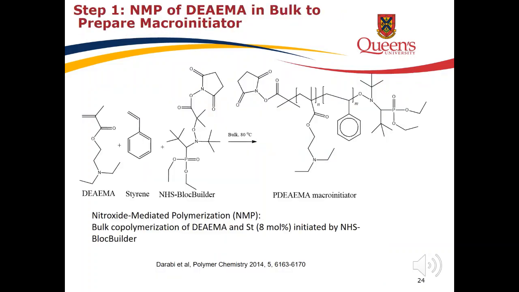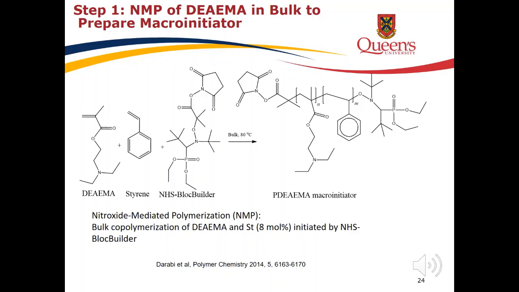So if we're going to do a two-pot type process, what you need to do first of all is to make a macro initiator. So in this case we took DEAEMA, the diethylaminoethyl methacrylate, which is a sister monomer to DIMAEMA, and we made a macro initiator using the NHS block builder. A block builder is the SG1-based alkoxyamine or initiator that Arkema sells.